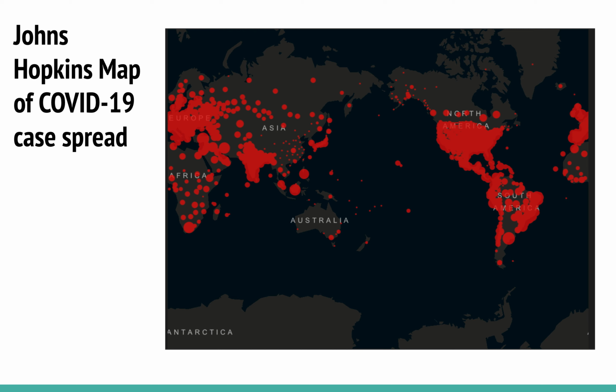This is a map of COVID-19's case spread, and if you're curious about looking at the stats of how it's spread around the world, you can look at Johns Hopkins map and website on that. And if you click this map, you'll actually get connected to the link for that website.